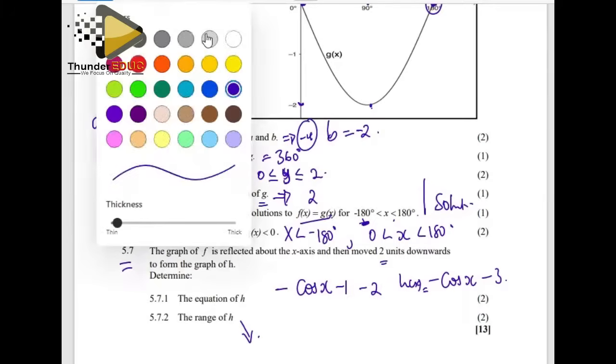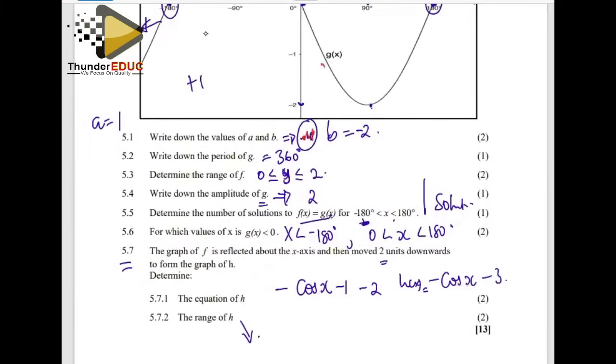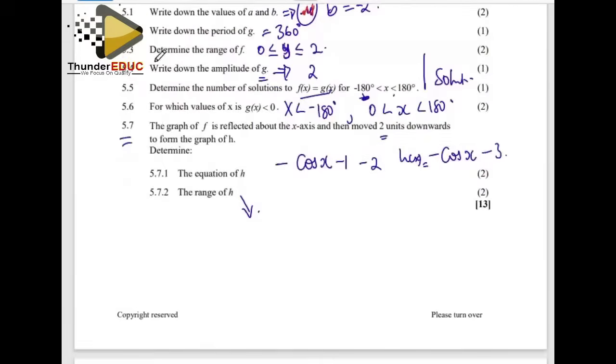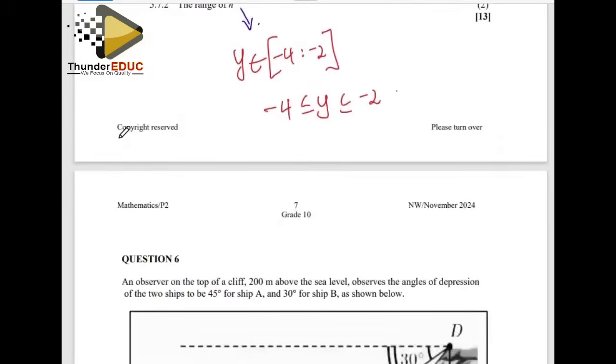Okay, that graph will reach a -4 value. And then this one that was supposed to be at a 0, you move it 2 units downwards, it's going to be a -2, meaning that we have -2 and -4. So you can say y is an element of [-4, -2], or -4 is less or equal to y less or equal to -2. All right, so that is question number 5.